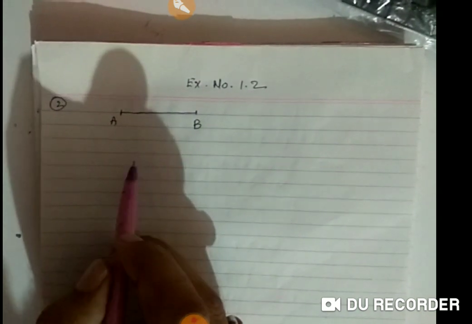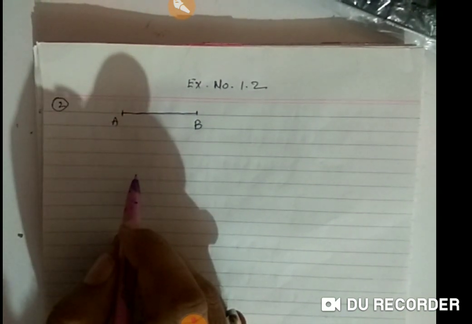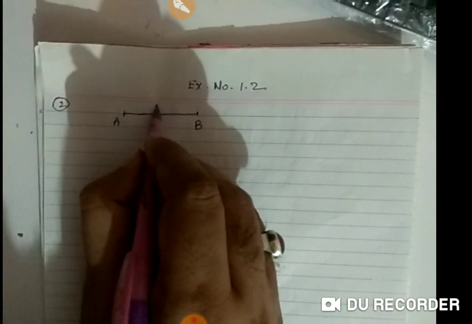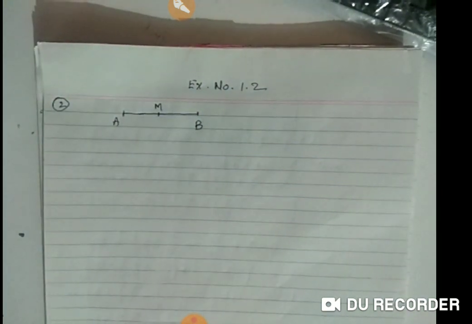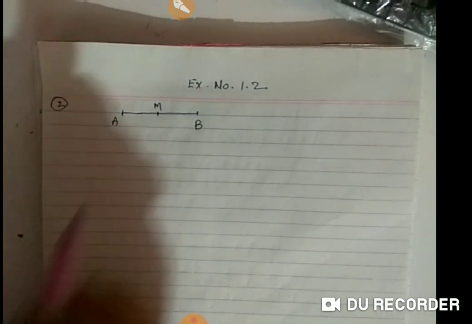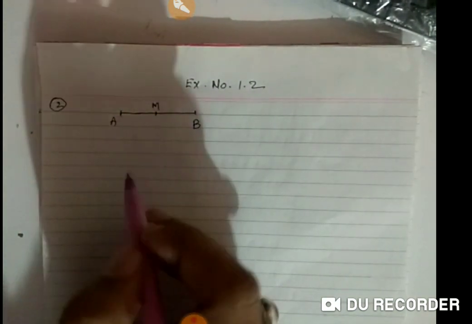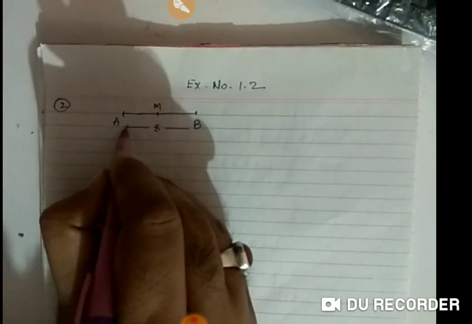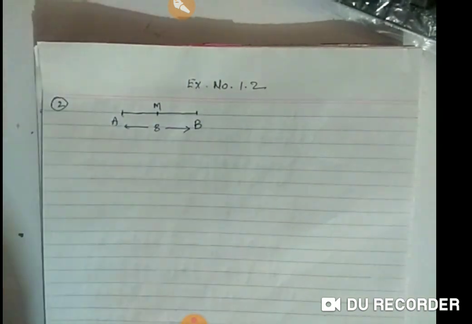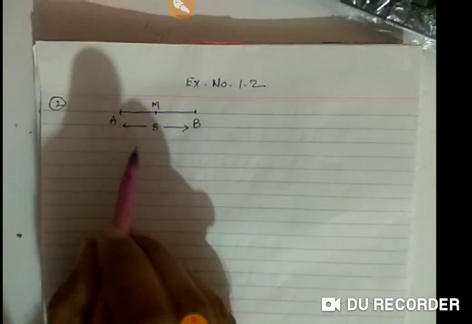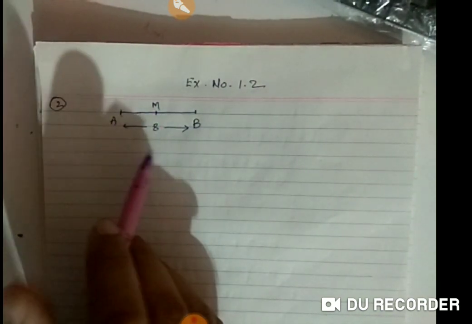According to the question, you have segment AB whose length is 8 unit. M is midpoint of AB. You need to find out length of AM. The whole length of AB is 8 unit, and we need to find out length of AM, where M is midpoint of AB.